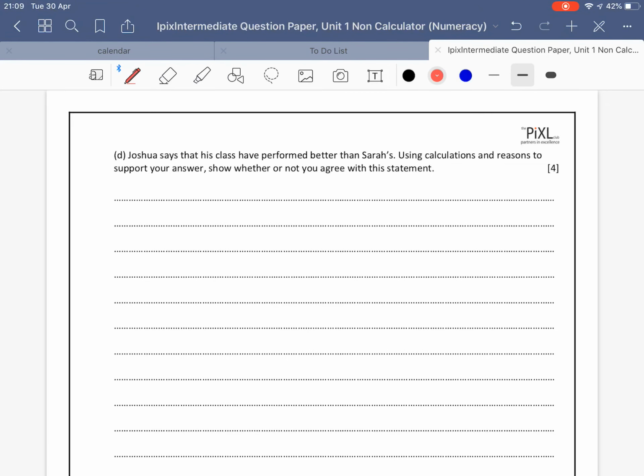Okay, last one. Joshua says that his class have performed better than Sarah's. Using calculations and reasons to support your answers, show whether or not you agree with his statement. Okay, I'm probably going to agree, but then he used a ruler, so I don't know. Let's compare some calculations first. So we've got Josh and we've got Sarah, wasn't it? Right, let's compare. We compare data. We compare averages.